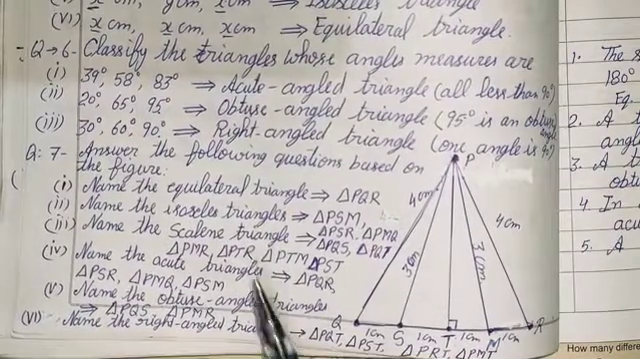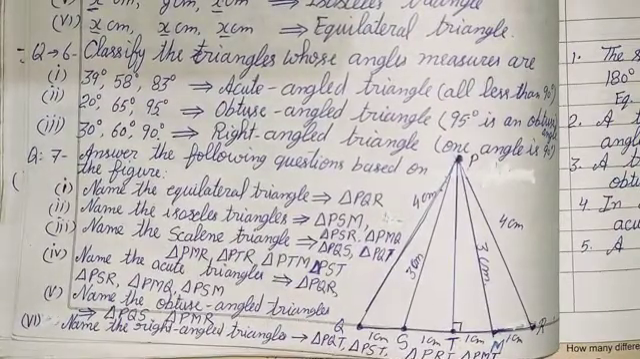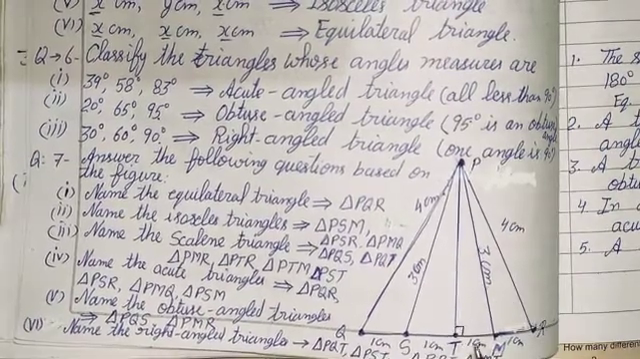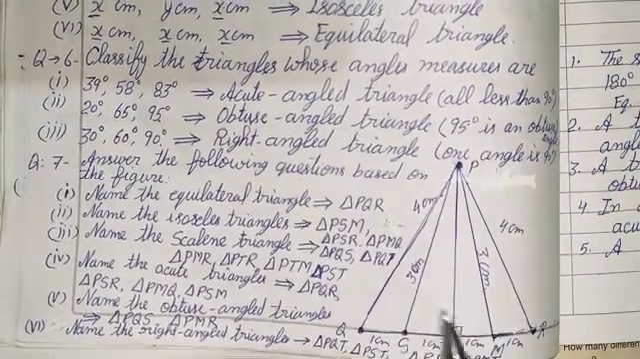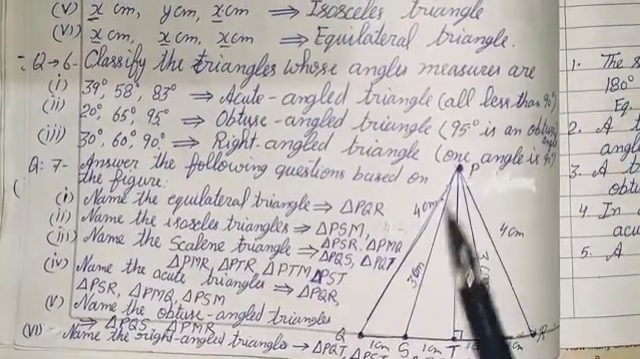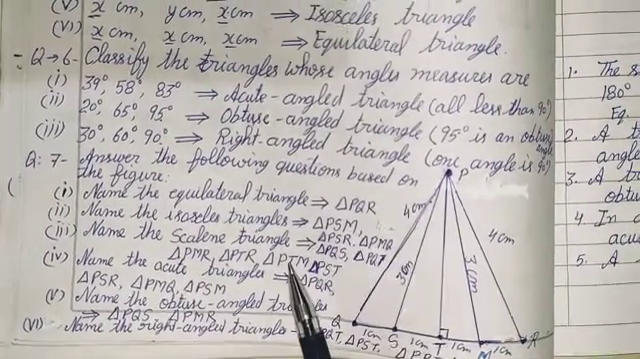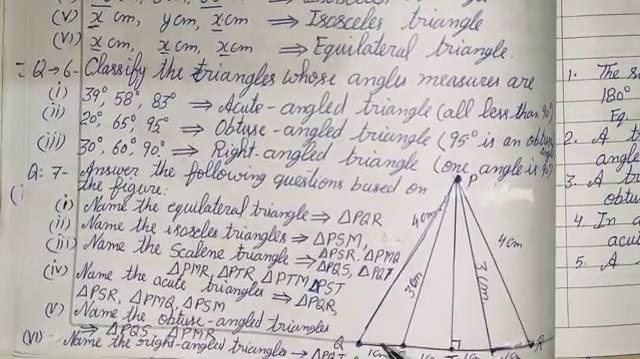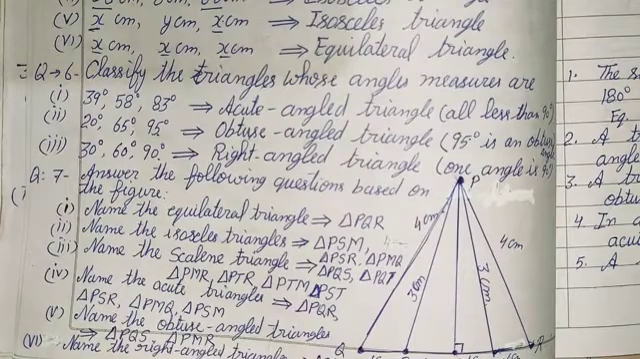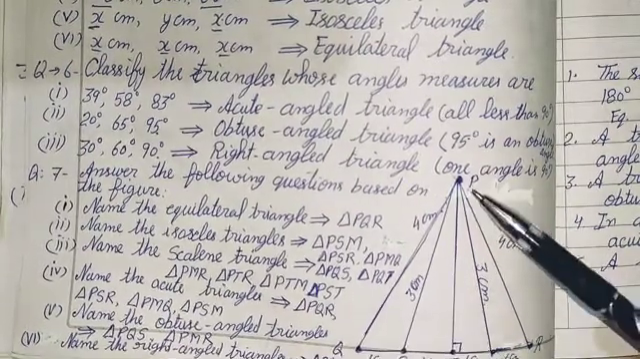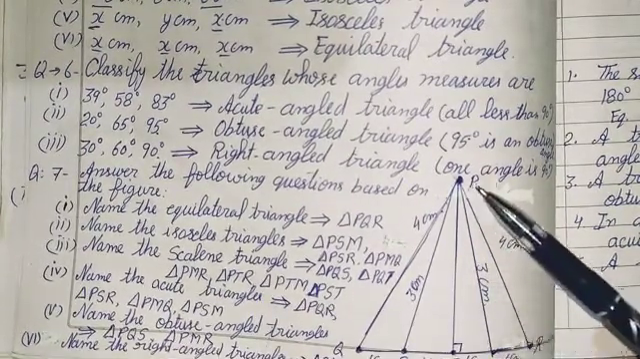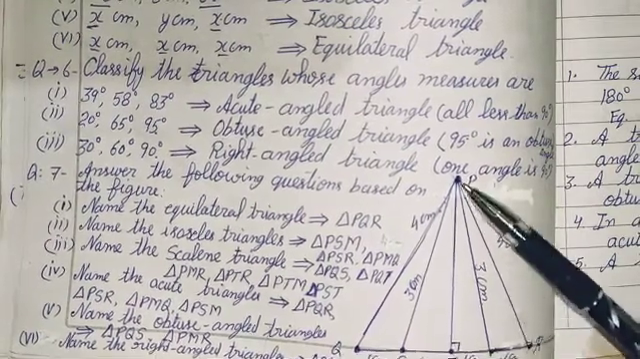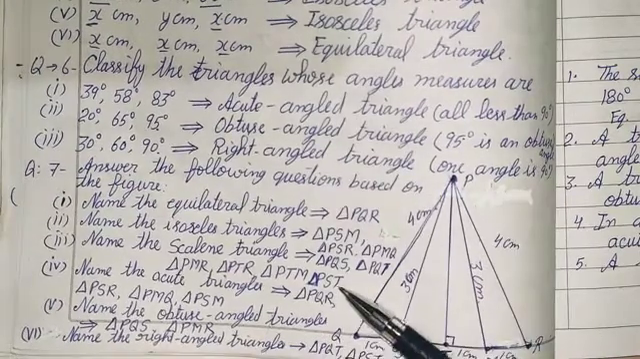Name the isosceles triangle. For an isosceles triangle we want two sides equal. So 3 centimeter, 3 centimeter, and 1 and 1, so SM will be 2 centimeter. So triangle PSM is the isosceles triangle. Name the scalene triangle. Triangle PQS with 4, 3, 1. Similarly, triangle PQT, PMR, PTR, PTM, and PST. All these are scalene triangles.